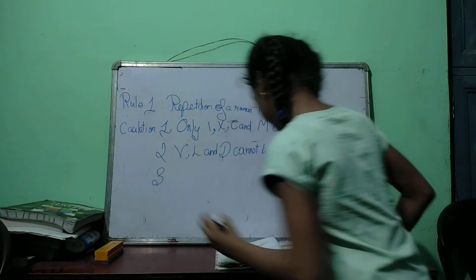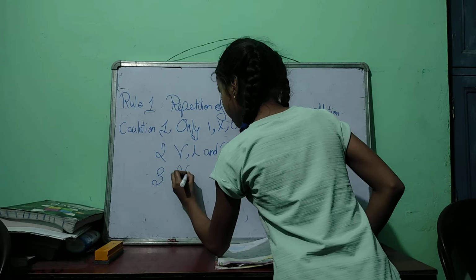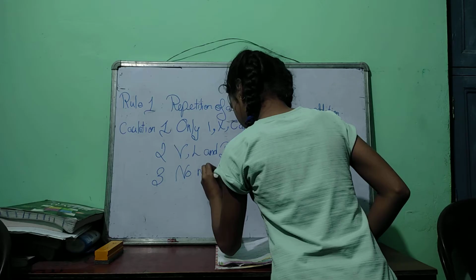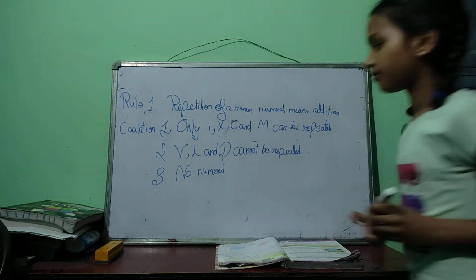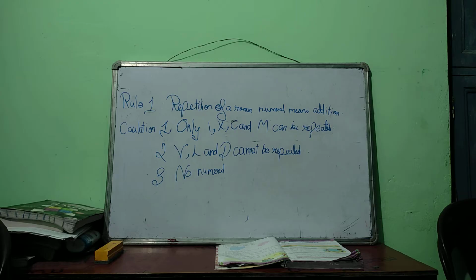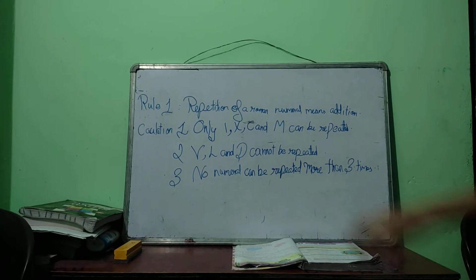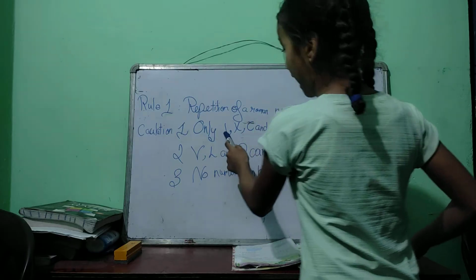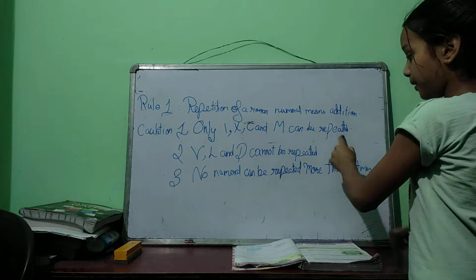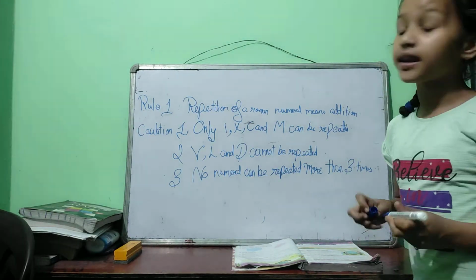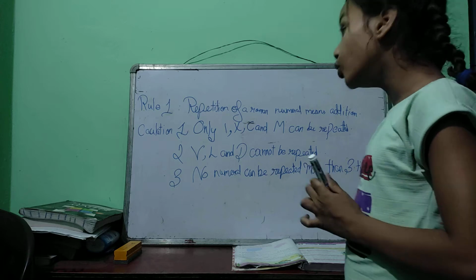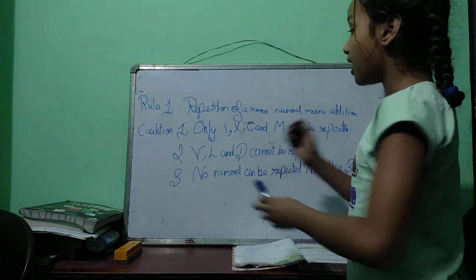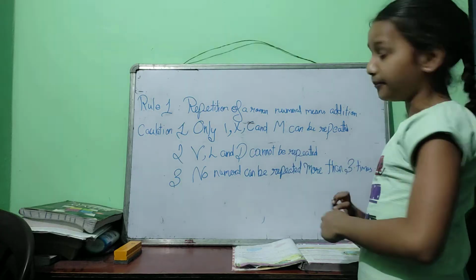Third, no numeral can be repeated more than 3 times. These are all 3 calculations. First, only I, X, C and M can be repeated. This question can come in exams. The question will be only dash, dash, dash and dash can be repeated. So the answer will be I, X, C and M.